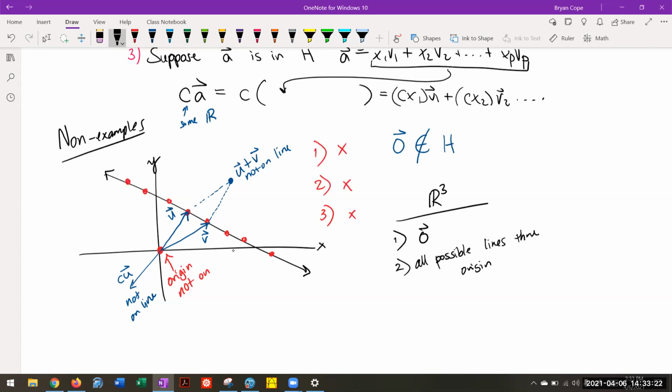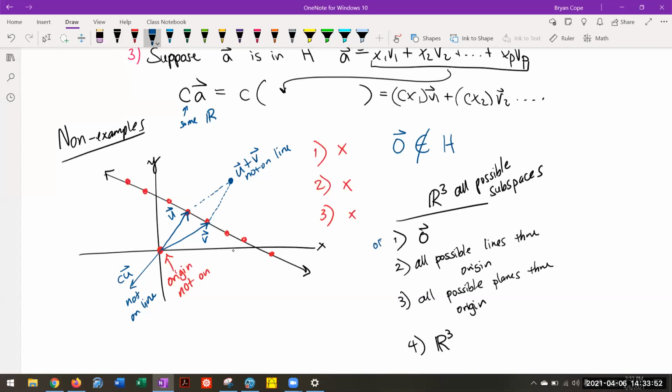Okay, this is all possible subspaces of R3. Then 3 is all possible planes through the origin. And what's the last one? R3 itself. So this is where we get into this talk about dimension. This is a 0D subspace, then a 1D subspace, a 2D subspace, and a 3D subspace of R3.